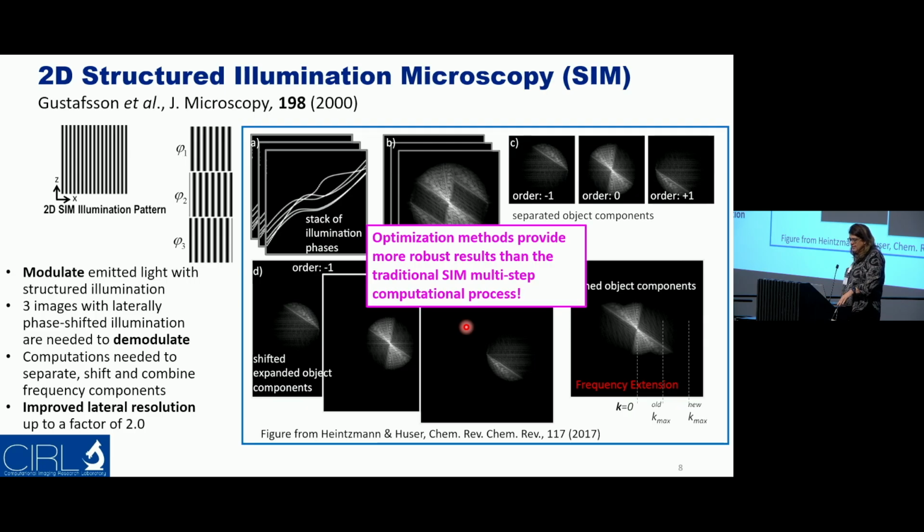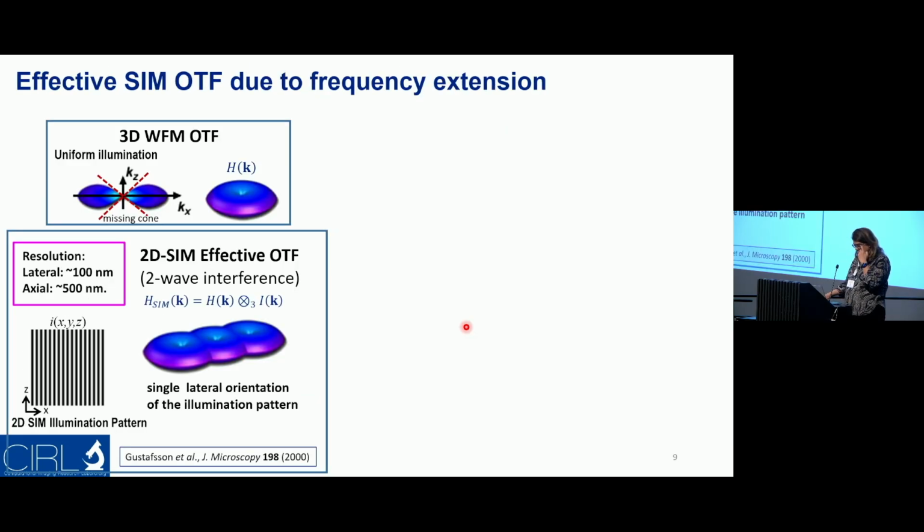Now, I do want to point out that this is a multi-step approach to computing these improved images, but optimization methods that have been applied since then to structural illumination data can provide more robust results than this method, and I'll return to this point later.